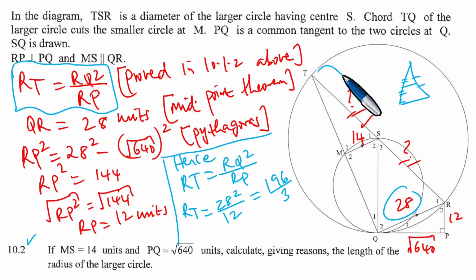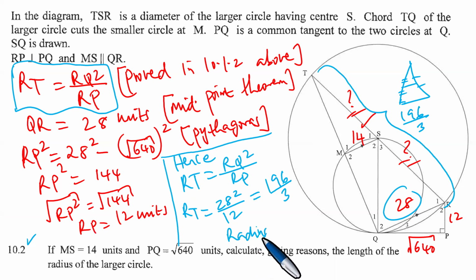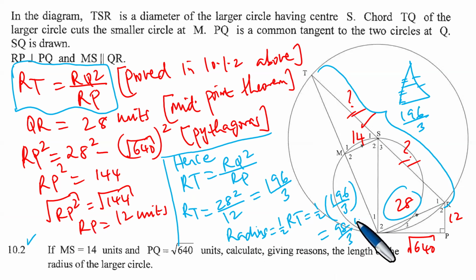So the whole of RT is exactly 196 divided by 3, but we want the radius, because RT is the diameter. The radius is half of the diameter. Half RT. What is RT? It is 196 divided by 3. So the radius is 98 divided by 3 units.